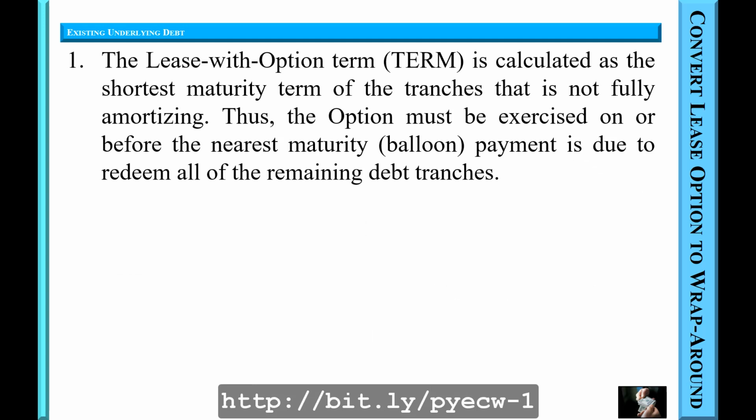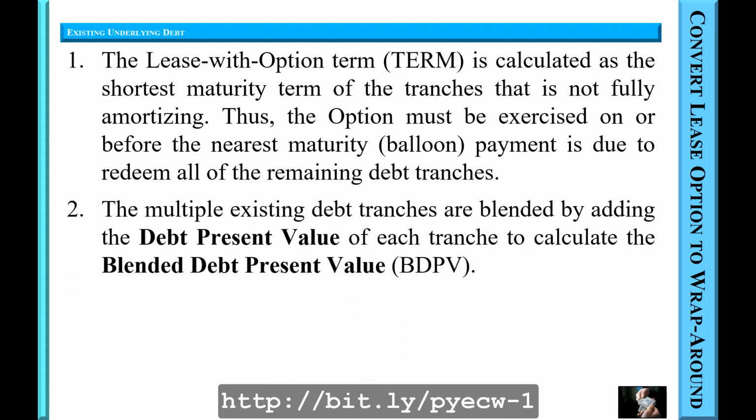The lease with option term is calculated as the shortest maturity term of the tranches that is not fully amortizing. Thus, the option must be exercised on or before the nearest maturity balloon payment is due to redeem all of the remaining debt tranches. The multiple existing debt tranches are blended by adding the debt present value of each tranche to calculate the blended debt present value.